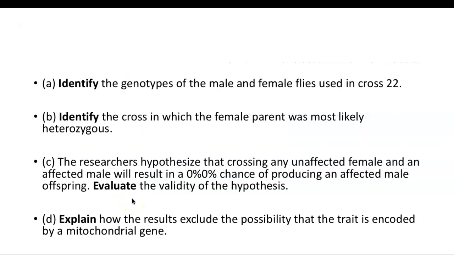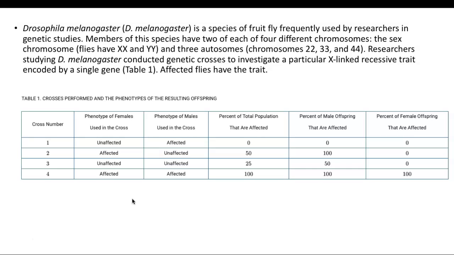But the answer to this one is if it's mitochondrial DNA, the mitochondrial genes are inherited from the female parent only, resulting in offspring that all have the same genotype as their mother. So they would have to all have the same genotype as the mother. And you see here that all the females are affected, yet there are some offspring that aren't affected. So that's why this can't be mitochondrial DNA.